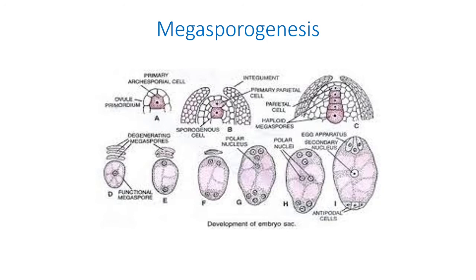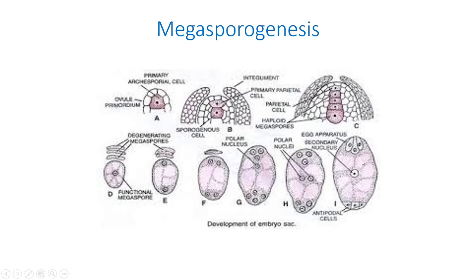Now, usually three out of the four megaspores. What is the condition of the megaspores here? They are haploid in nature. They are formed as a result of meiosis. So the number of chromosomes get reduced to half. So they are haploid in nature. All the four megaspores which are formed are haploid in nature. Out of four, usually three of them get degenerate and only one remains functional. And this functional megaspore undergoes further development, resulting in the formation of an embryo sac, that is female gametophyte.